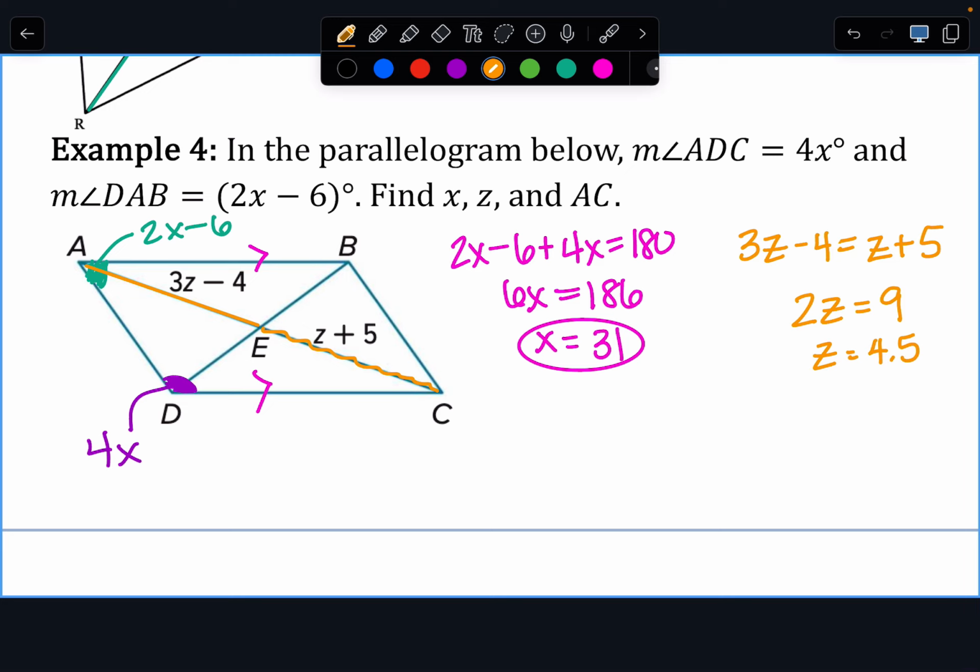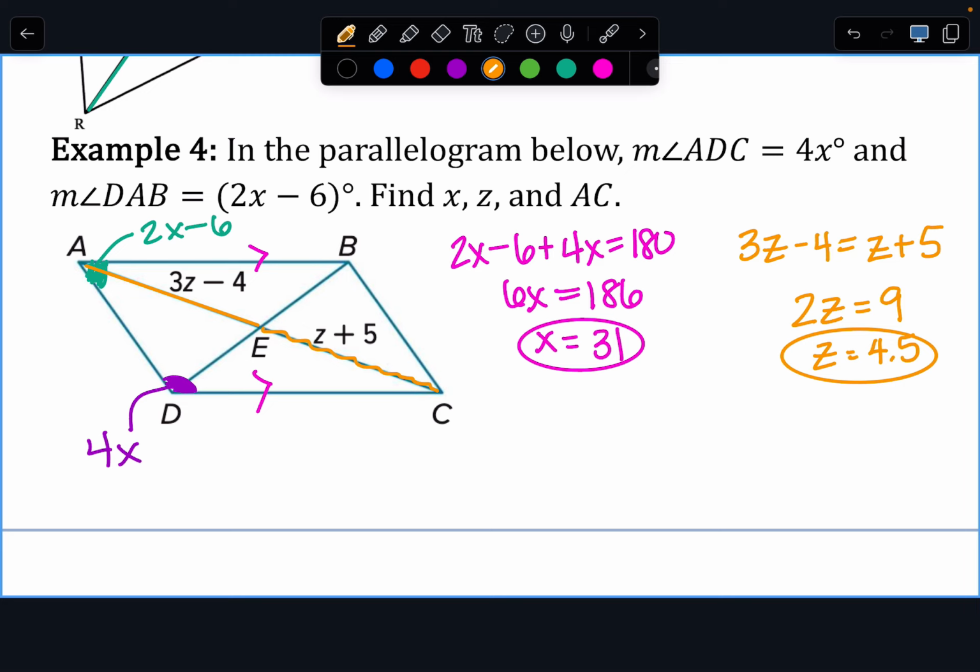All right, so let's talk about this. What are you lost about? Do you know why we did this? Yeah, because our diagonals bisect each other, so those are equal. Are you good with that?